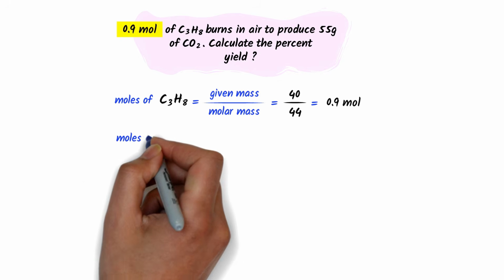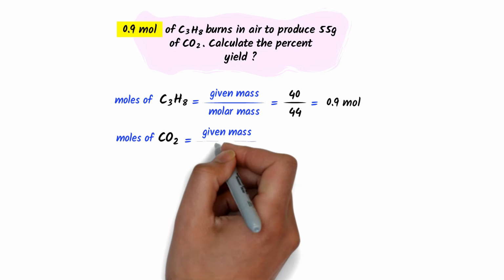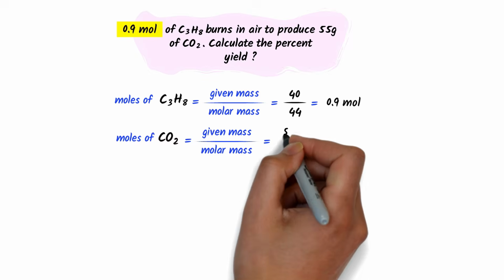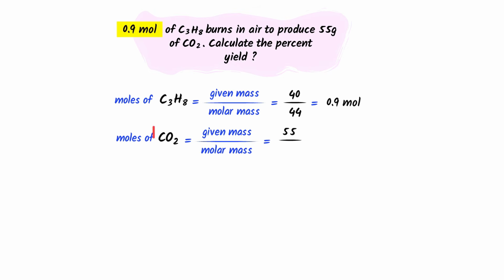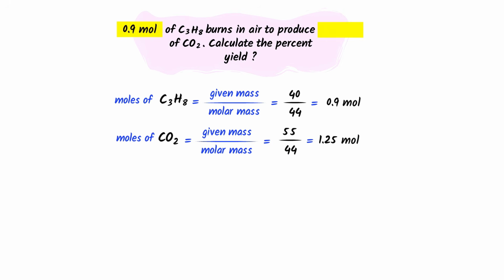Secondly, the number of moles of carbon dioxide is equal to given mass upon molecular mass or molar mass. The given mass of carbon dioxide is 55 gram and its molar mass is 44 gram. I get 1.25 moles. So 1.25 moles of carbon dioxide is produced.